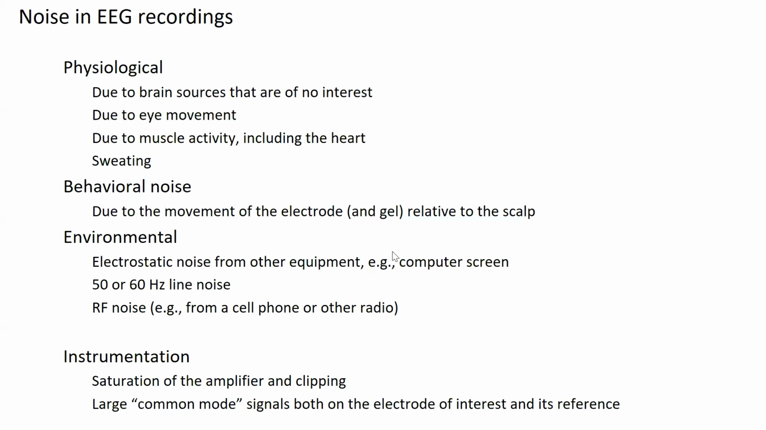There's behavioral noise, such as the participant moving, especially abrupt movements, which cause the electrodes to shift a little bit relative to the scalp. There's environmental noise from equipment, electrostatic noise, which is often very prominent at the line noise frequencies at 50 or 60 hertz. And there can be radio frequency noise, for example, if you have a cell phone nearby.